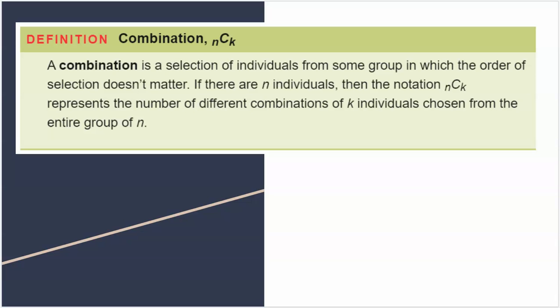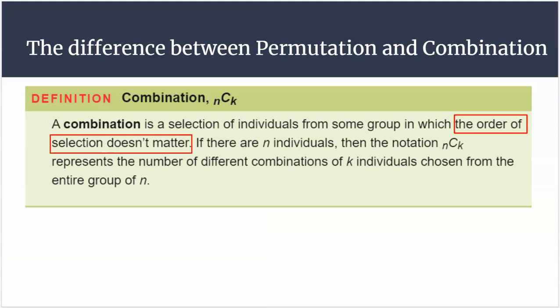First, you may want to really highlight in your notes that the order of selection doesn't matter. And this is the main difference between permutation and combination. They look almost identical, but the only difference is that combinations simply do not care about the order of your objects, whereas permutations definitely take that into account.